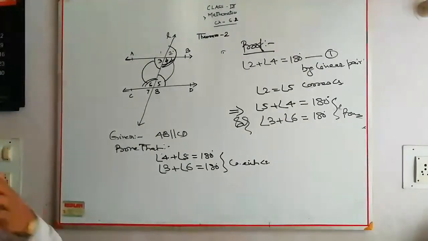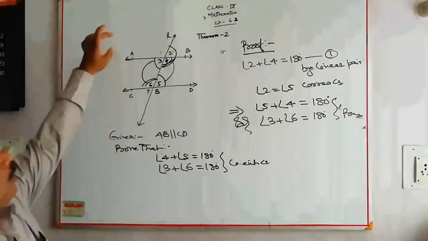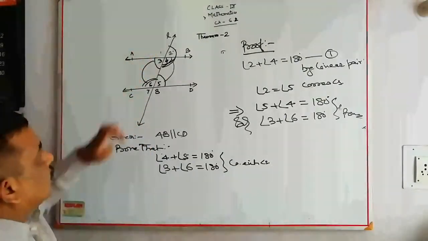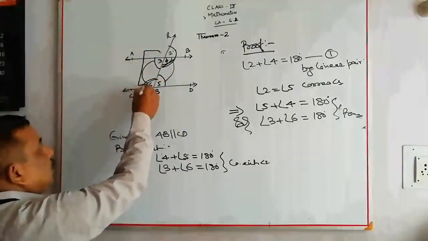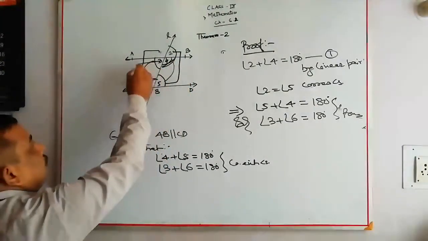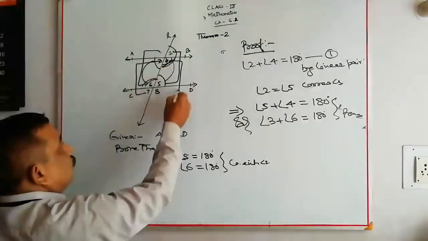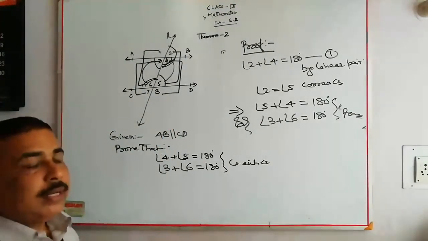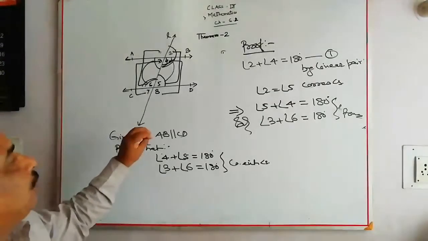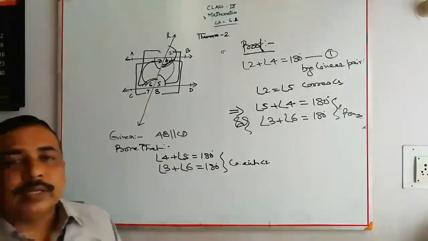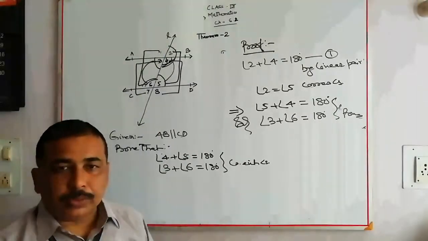Now, you also prove that the corresponding angles are equal. Therefore, angle 1 is equal to angle 6. Similarly, angle 2 is equal to 5, 3 is equal to 7, and 4 is equal to 8. Same process you apply and you prove it. And that is a very important theorem for you. Now, we start the chapter 6.2.